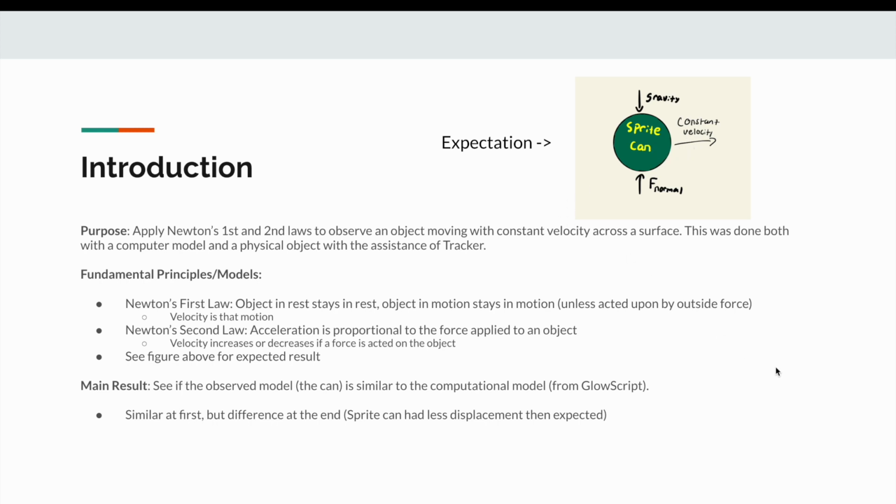Newton's second law says that acceleration is proportional to the force applied to an object, so therefore velocity will increase or decrease if a force acts on that object. Again, no net external forces, so the object will continue at a constant velocity.